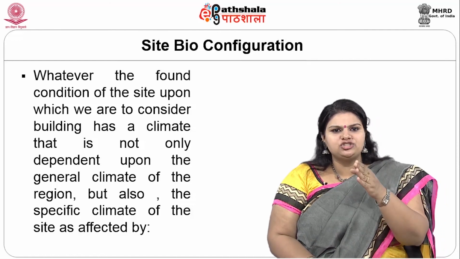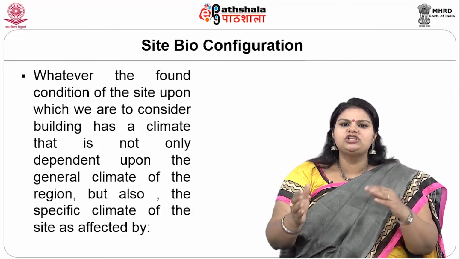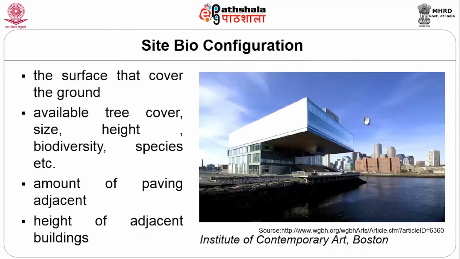Whatever the found condition of the site upon which we are to consider building, it has a climate that is dependent not only upon the general climate of the region, but also the specific climate of the site, as affected by the surface that covers the ground, available tree cover, that is the size, height, and biodiversity, what kind of trees they are, indigenous species or brought in, the amount of paving, whether concrete or permeable, and the height of adjacent buildings. All of these decide the bioconfiguration of the site.